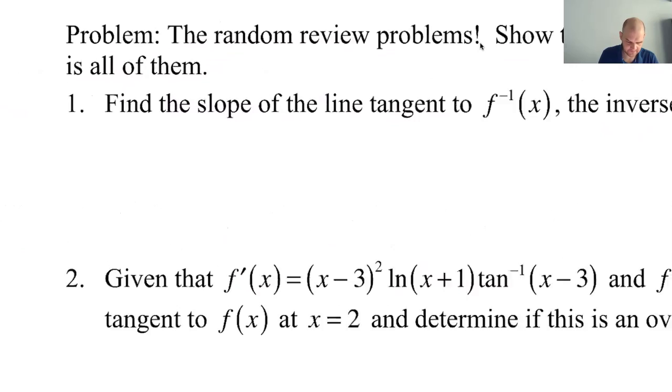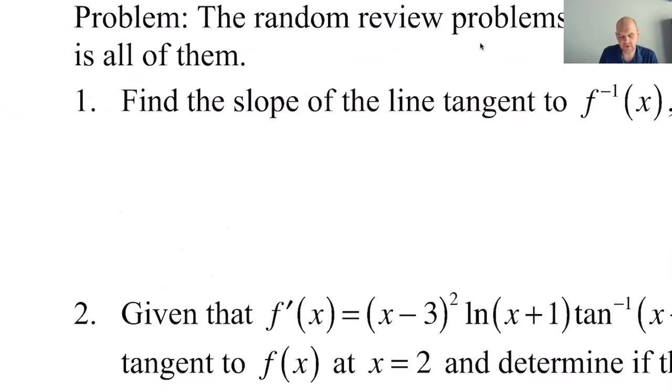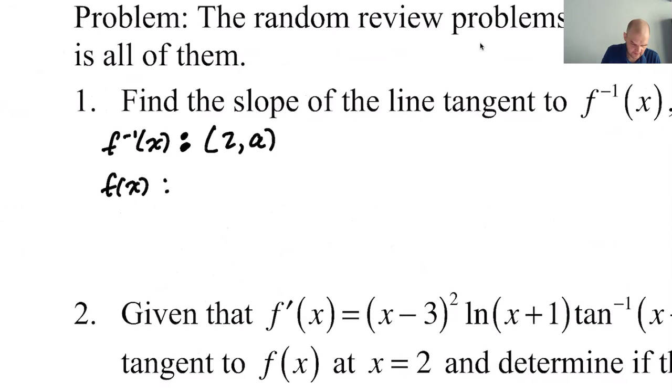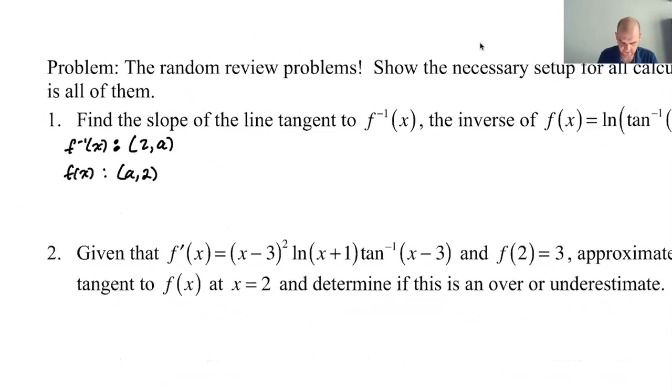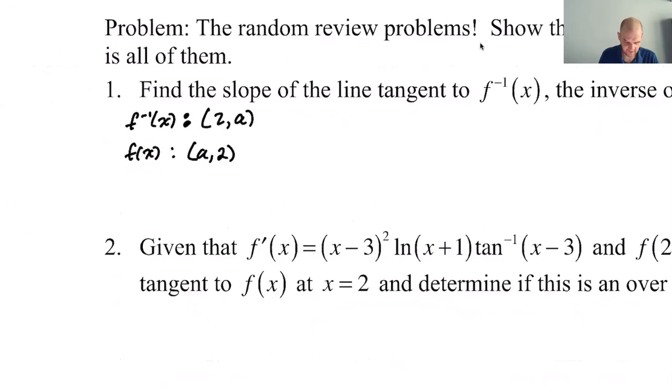So this is my thought process. f inverse has an ordered pair that's 2 comma, let's say a, which means f of x has an ordered pair that's a comma 2. So I can figure out what a is. Well, my calculator can figure out what a is.